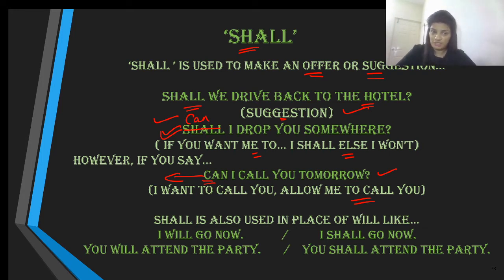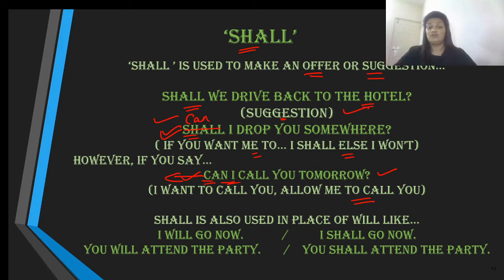But if you say shall, then when you say, shall I drop you somewhere, you mean that I don't want to, but then if you want me to, I shall definitely do it. And when you say can, it means that you want to, and you are asking the person to let you do that. Can I call you tomorrow? I want to call you, please let me do that. That's the meaning of can, and that's the difference between shall and can.